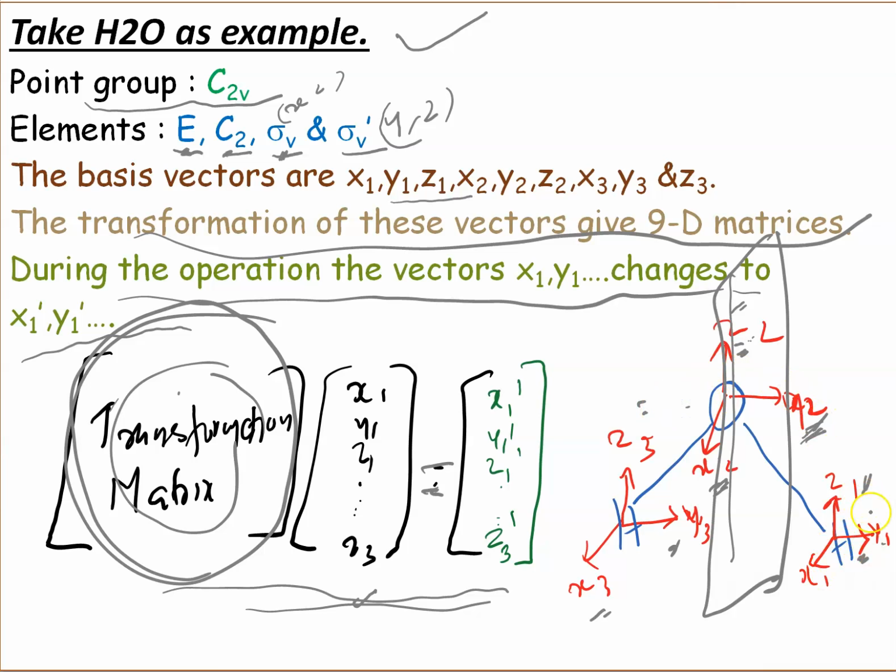And all of x1, y1, z1, x3, y3, z3 exchange with each other. Therefore, they will not come on the diagonal. So they do not participate in the character of the matrix. So that is not important. Only the vectors whose position remains retained contribute to the character of the matrix for the operation. So x3, y3, z3 make no contribution to the character. Only x2, y2, z2 contribute to the character. We can see here.